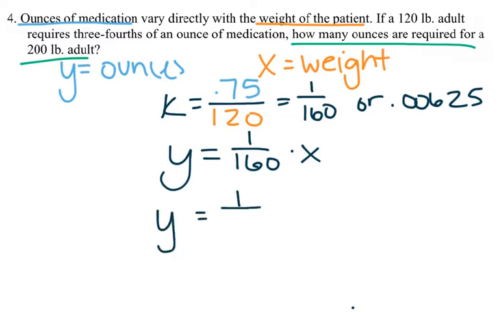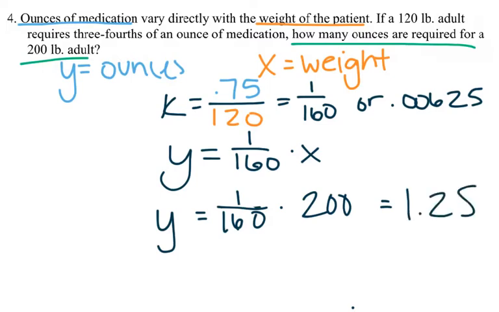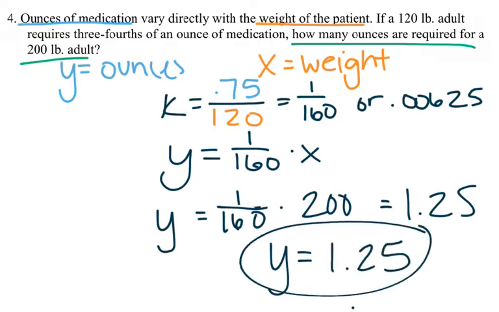So, oh, that looks so ugly. Okay, let me try that again. 160. So X represents the weight, so I'm just going to multiply these together. Alright, so 1.25 ounces is how much that person should use. Which is why you shouldn't switch medicines, because they're made for your body and your body only.